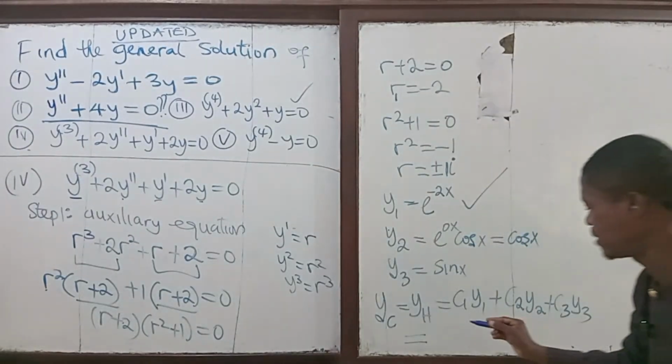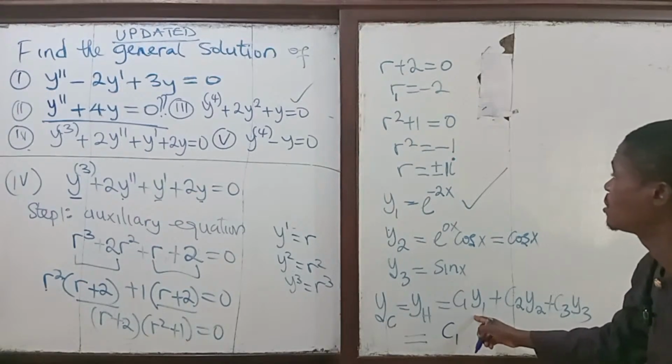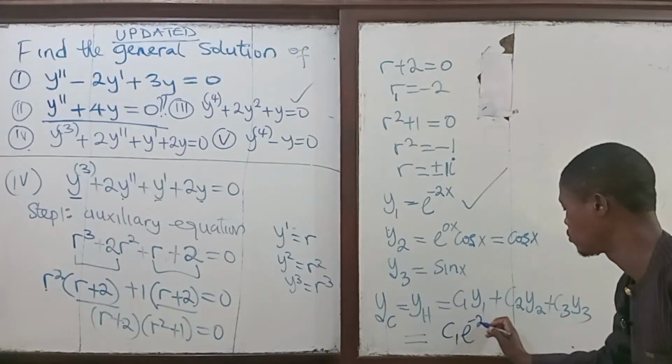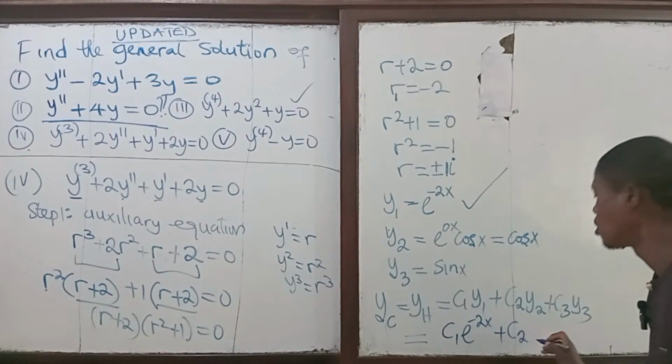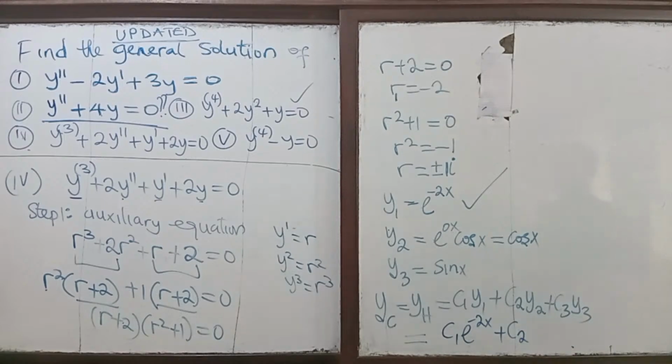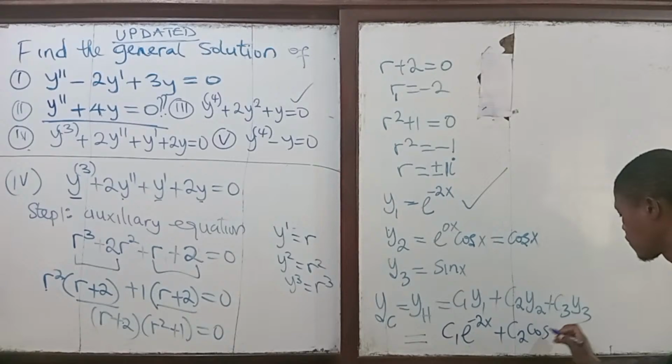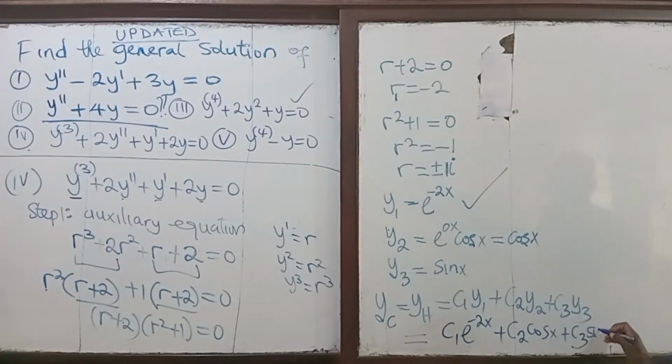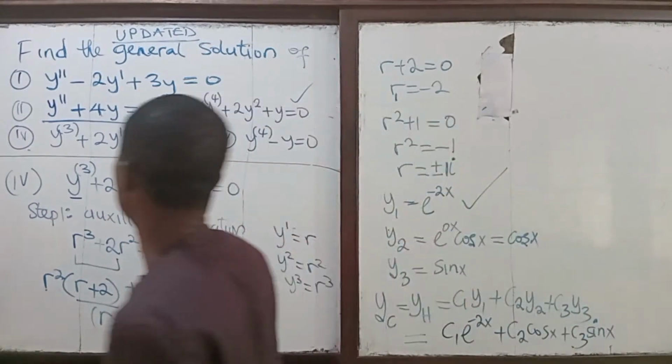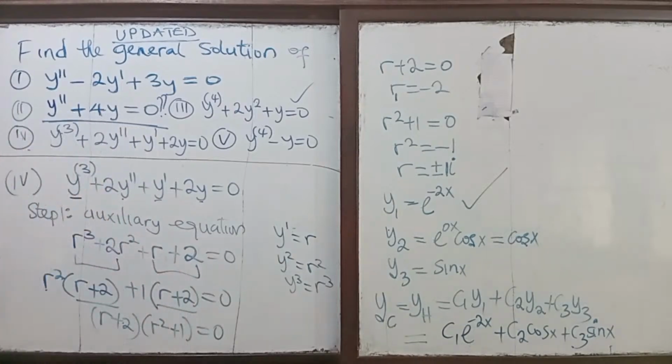So we're going to have c1, my y1 is e to the power minus 2x, plus c2, my y2 is cos x, plus c3, my y3 is sin x. That's what we have, and that's the general solution for that particular homogeneous equation. So that's that on that case.